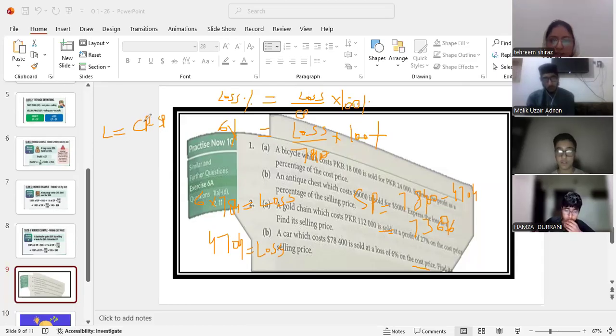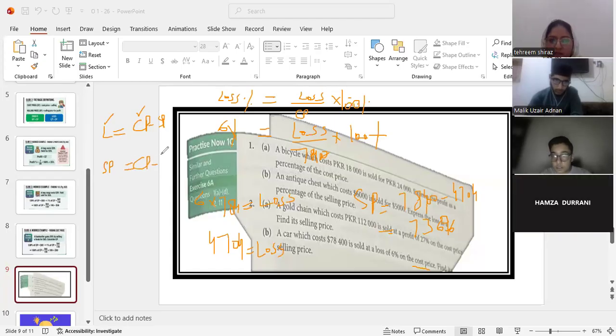Yes ma'am. Then what we have is loss and the cost price. We need to calculate the sales price. Clear? Yes. I just substitute the values. I will say sales price, when coming towards the left hand side, it will become positive. So the formula will become cost price minus loss. Now is this clear? Yes.